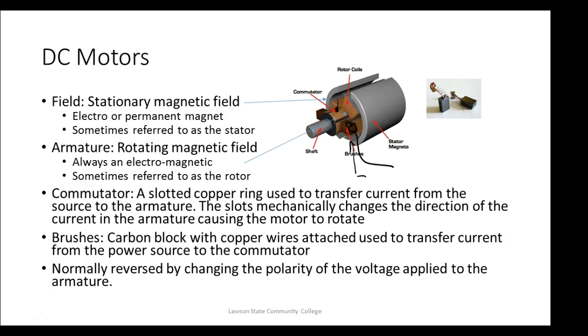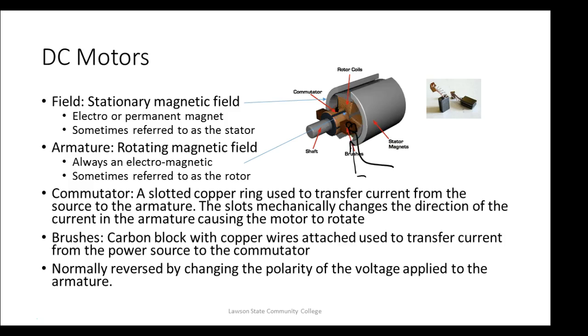So the field can either be an electromagnet or a permanent magnet. Sometimes people call this a stator, but technically it is what we call the field. The rotating part of a DC motor, we refer to it as what? It's the armature. That's the technical name. But some people refer to it as the stator, which is what we call it in an AC motor.